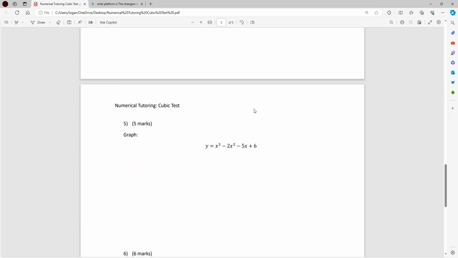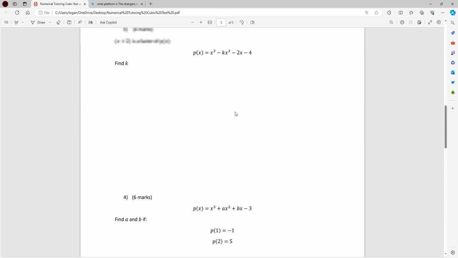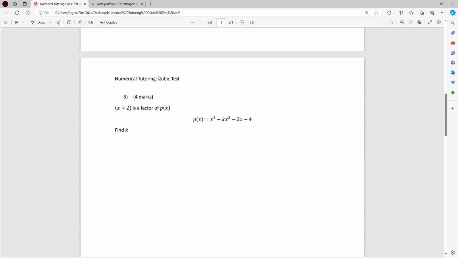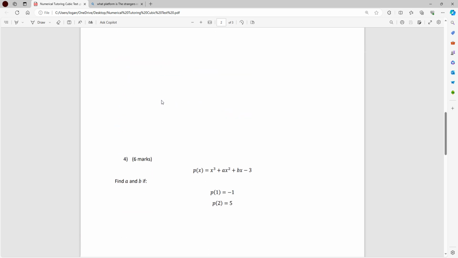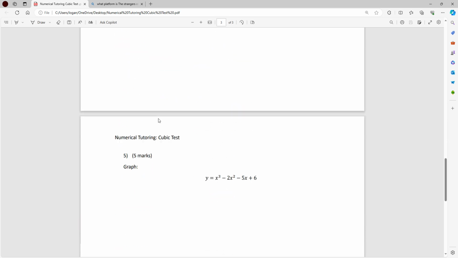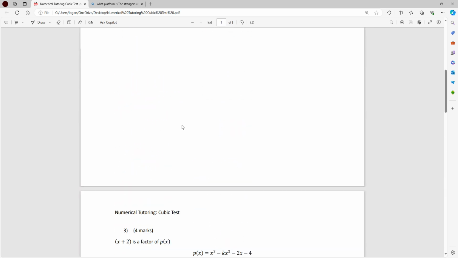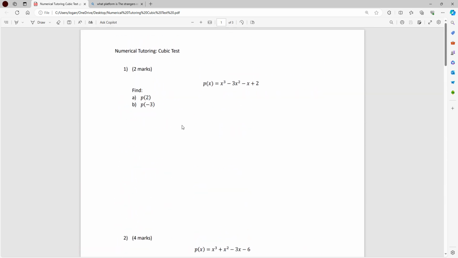I'm not sure how many marks it is. I actually didn't count it up at the end, so let's just do that very quickly. It's 2, 6, then that's going to give you 10, then 16, then 15. It's 21 marks. So if you want to set this cubic test, the PDF will be in the description below. This video is going over the answers for it, okay?